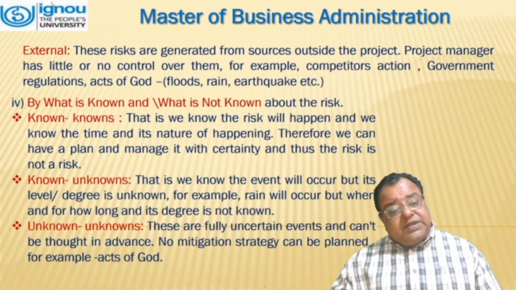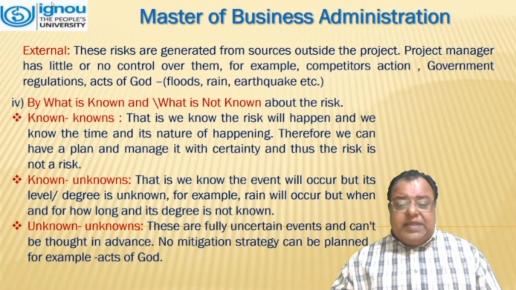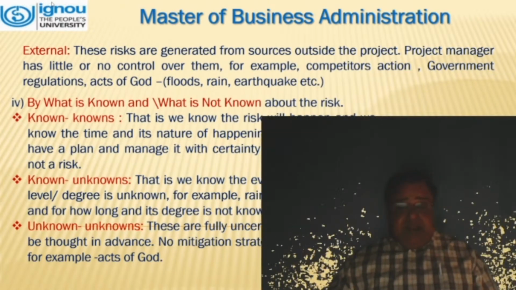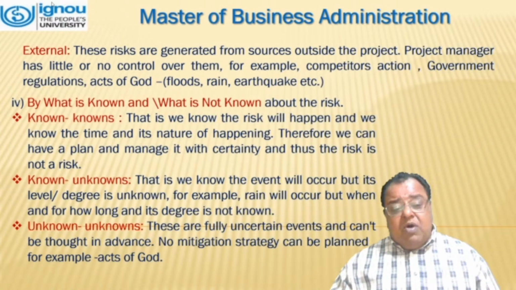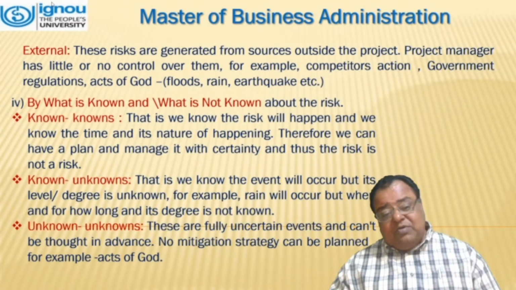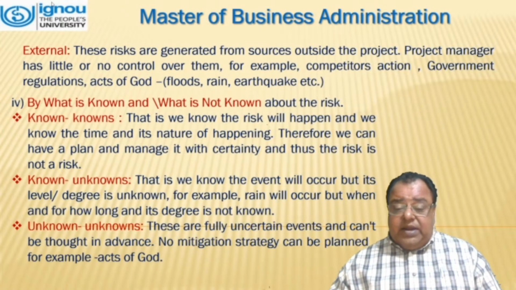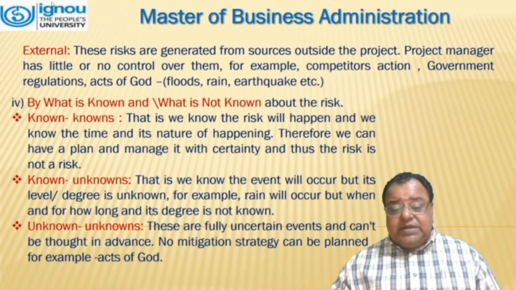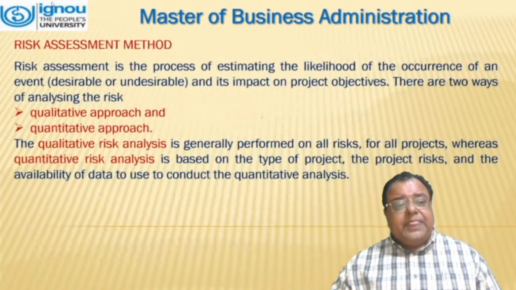Known unknowns: we know that the event will occur, but its degree or level is unknown. For example, rain will occur, but when, how long, and its degree are not known. Unknown unknowns: they are fully uncertain events and cannot be thought of in advance. No mitigation strategy can be planned. For example, acts of God.